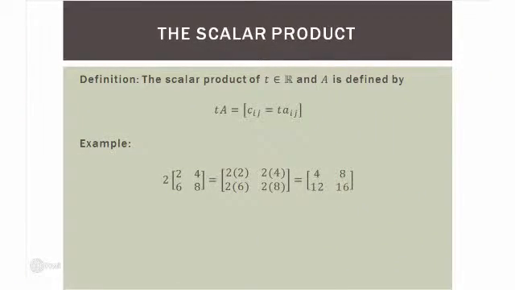Now the scalar product definition. The scalar product of T and A is defined by this as such. So T is a real number being multiplied by a matrix. And you can kind of think of it as distribution. So like the scalar 2 times that matrix 2, 4, 6, 8, the 2 gets distributed to all of the entries in the matrix, and the output would be 4, 8, 12, 16.